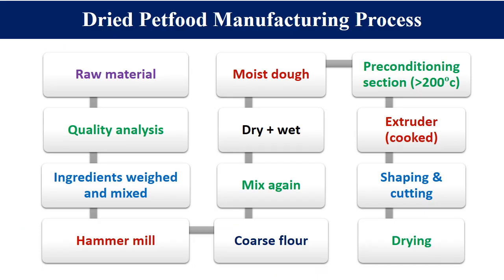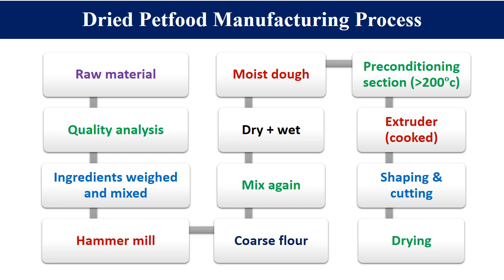Here we can see at a glance the detailed steps for the manufacturing of dried pet foods using a modern extrusion machine or extrusion process. First, the raw materials are taken as per the formulation. Then there should be a quality analysis. Then all the ingredients should be taken as per the formulation and weighing should be done. Then there is a hammer mill for grinding. Then some coarse flours will be mixed again, and then dry and wet ingredients will be mixed. Then it makes a moist dough.